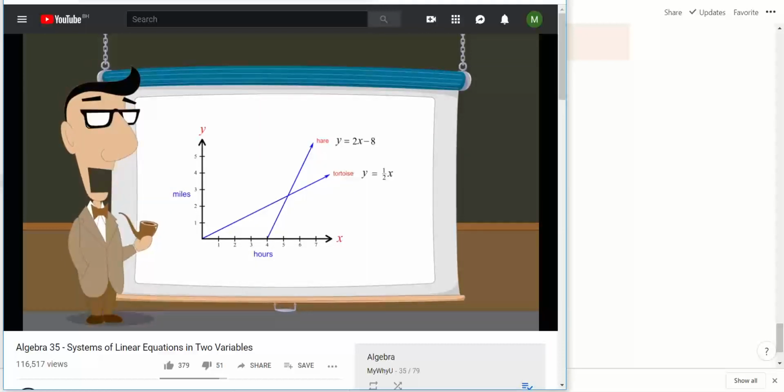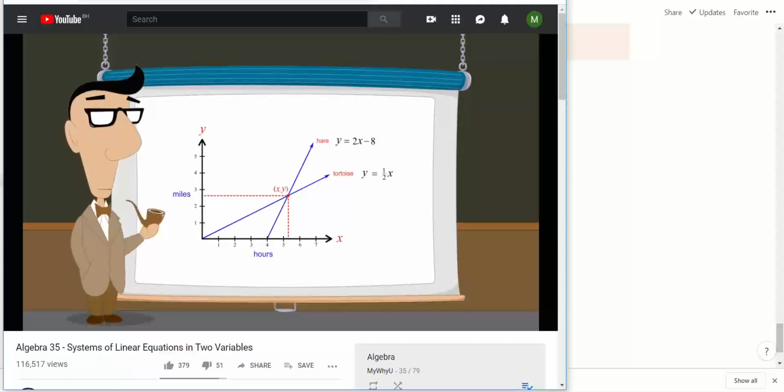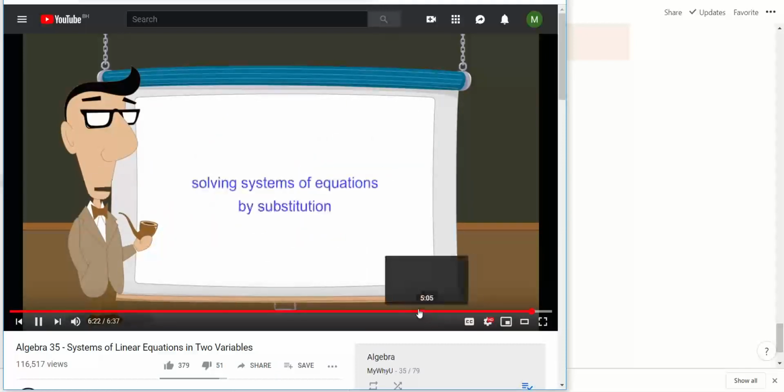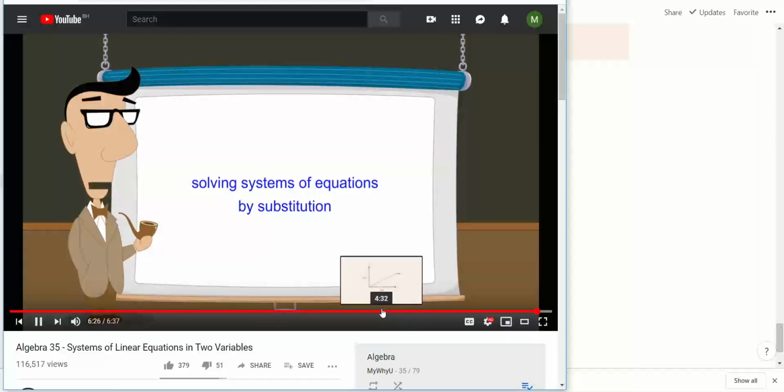If we can now use these equations to calculate the coordinates of the point where the two graphs intersect, we will be able to determine the exact time and distance where the tortoise and the hare meet. In the next lecture, we will introduce a technique called substitution, which will allow us to calculate the unique coordinates which simultaneously solve both equations and thus find the intersection point of the two graphs.